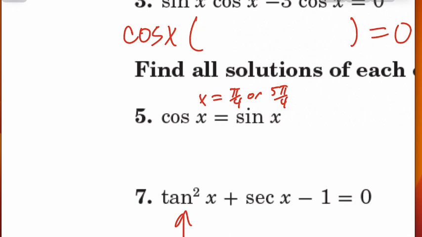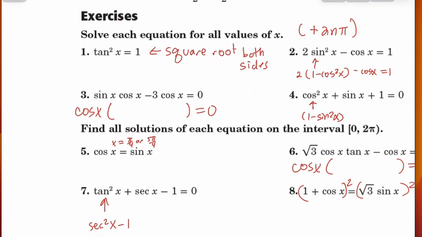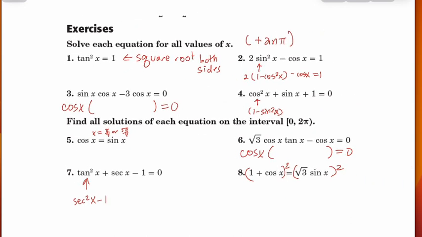I initially was going to square both sides and use a Pythagorean identity, and it was just becoming a little convoluted. You didn't necessarily have to do that. I was overthinking that one for sure. Any other questions about 1 through 8? Yes.